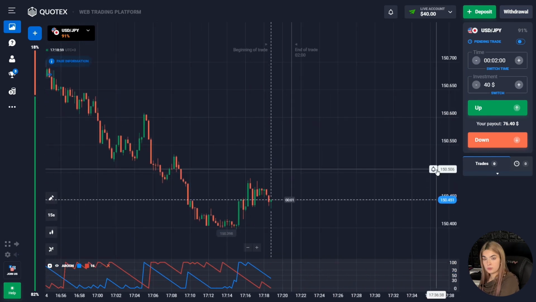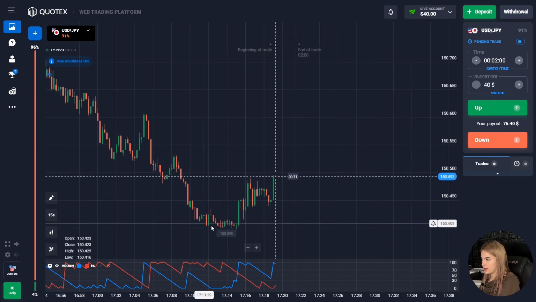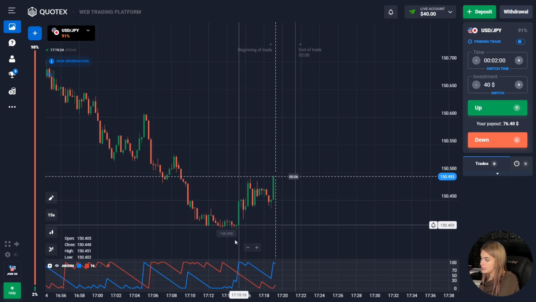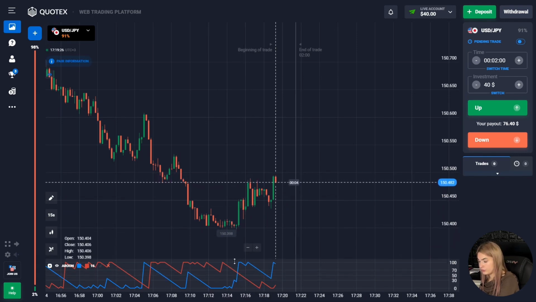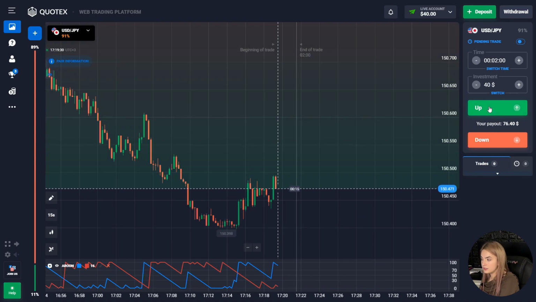And I suggest that we start and find the first entry point. As you can see here, the price has started to move up from the last price minimum. At the same time, there was an intersection of the moving averages on the indicator and the blue line went up. Therefore, we'll open a deal up.